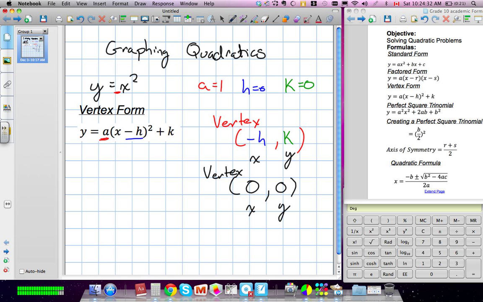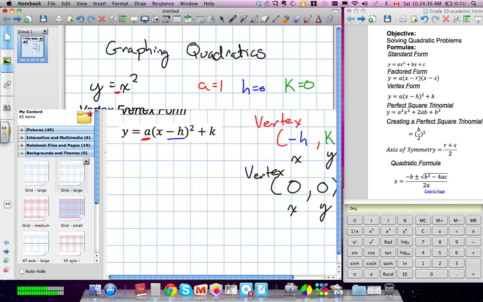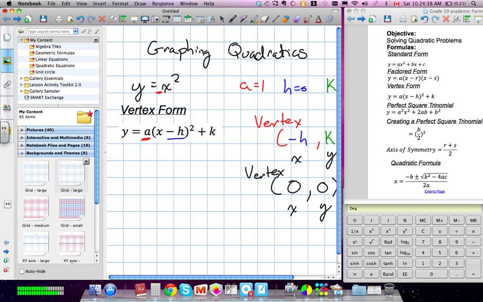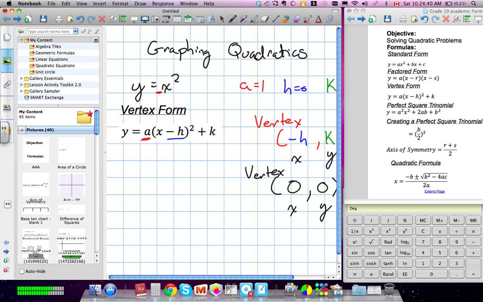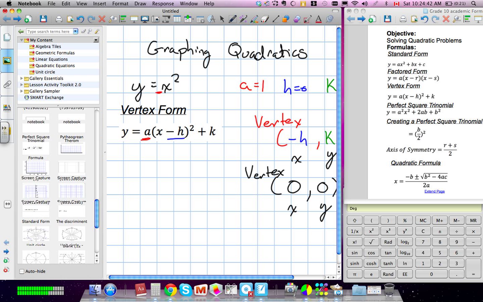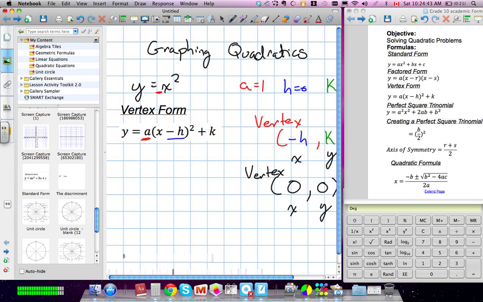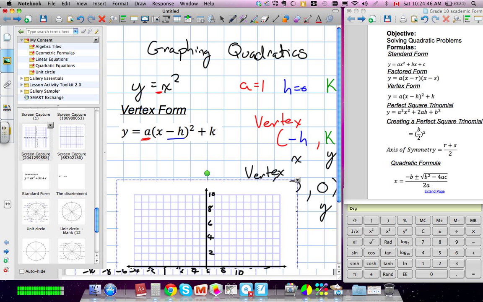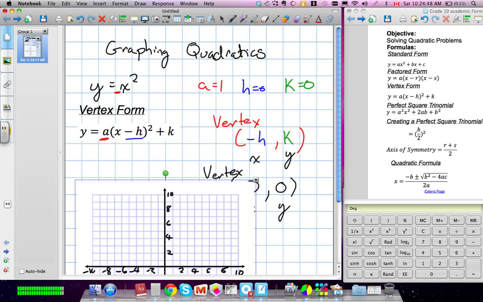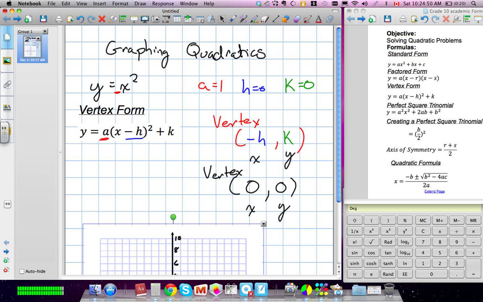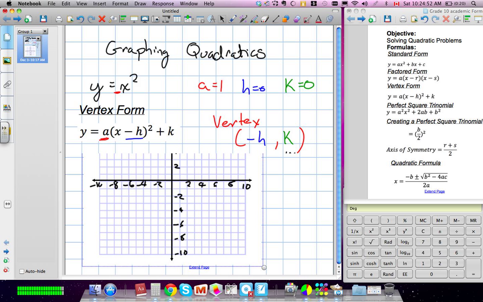So let's try to make sense of that a little. Let's put a little graph on here. Okay. So we got our graph. That means our vertex is right at the origin. We have a vertex right there.